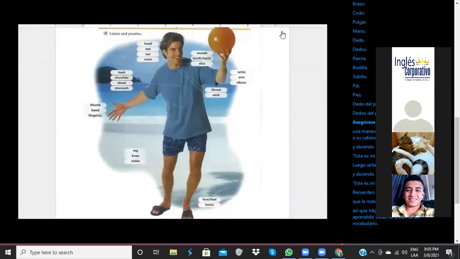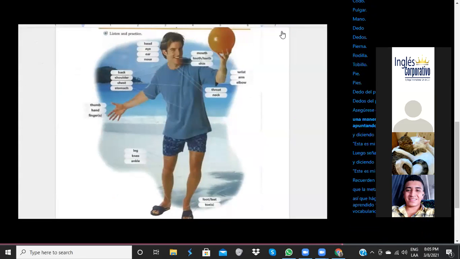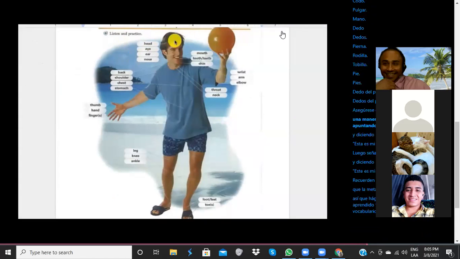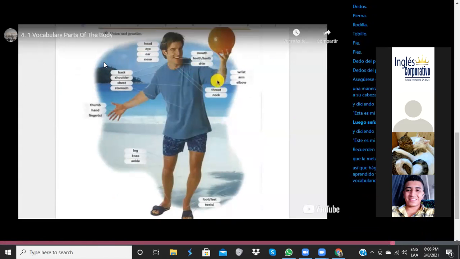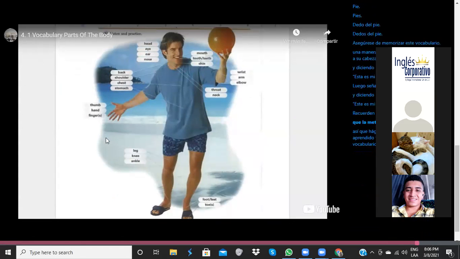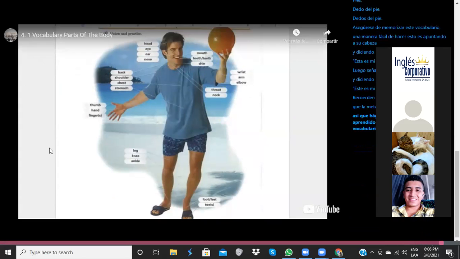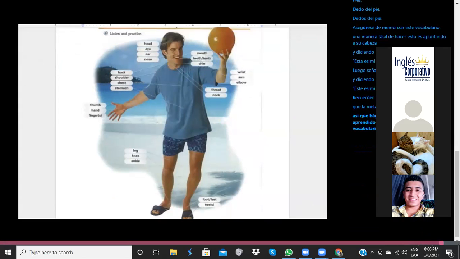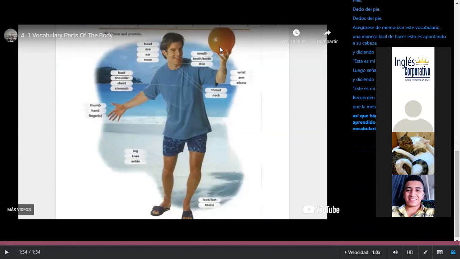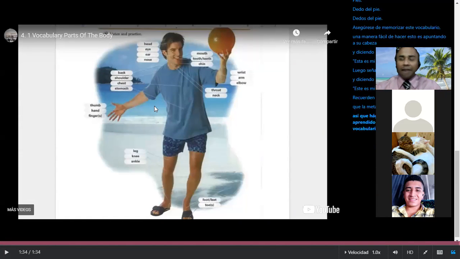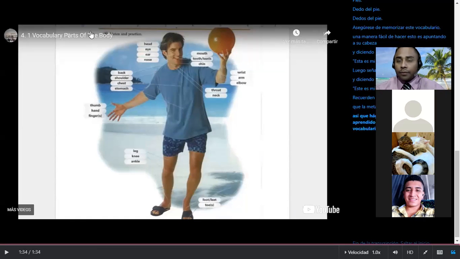Make sure that you memorize this vocabulary. An easy way to do this is by pointing to your head and expressing, "This is my head." Then pointing to your arm and saying, "This is my arm." Remember, the goal is to learn this vocabulary. So do this until you have learned all the vocabulary words. Okay, at this moment, does anybody have any questions related to this vocabulary?